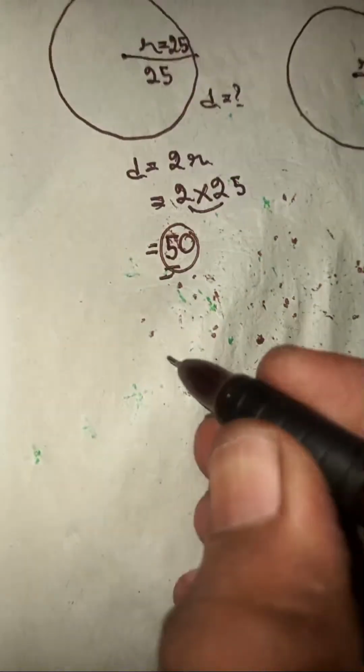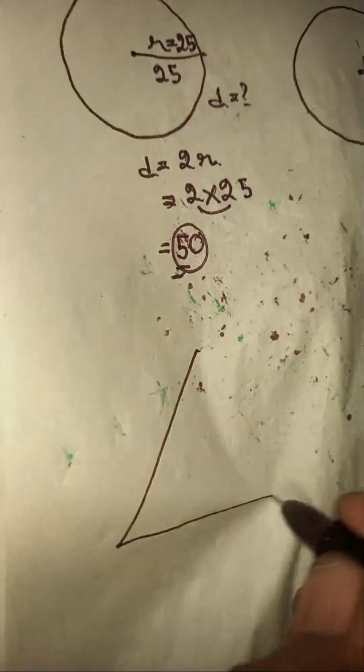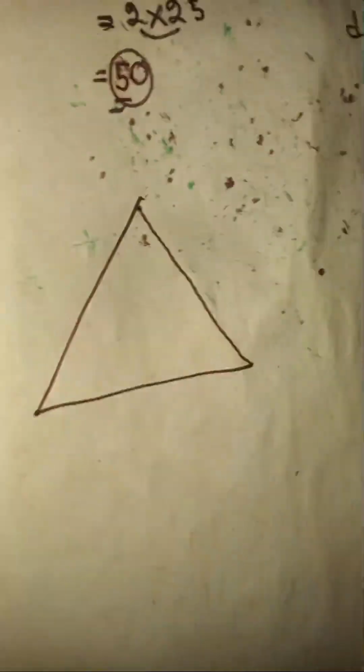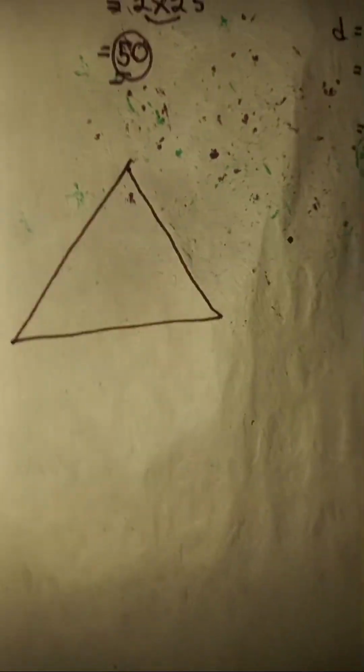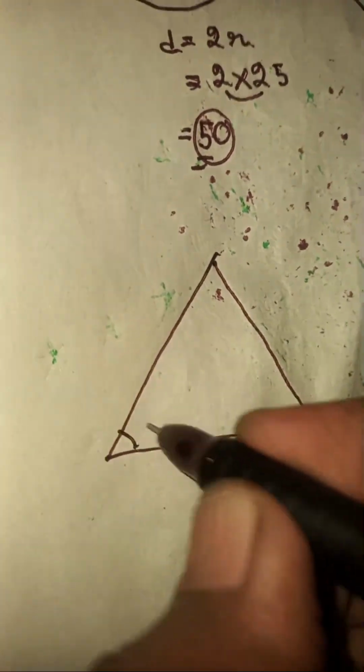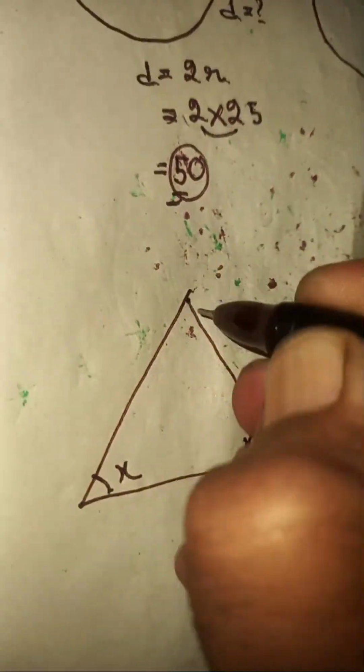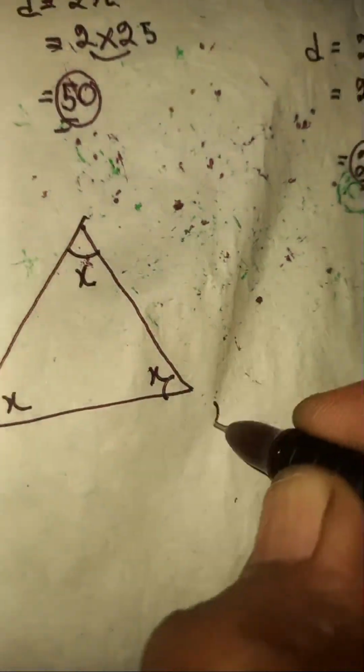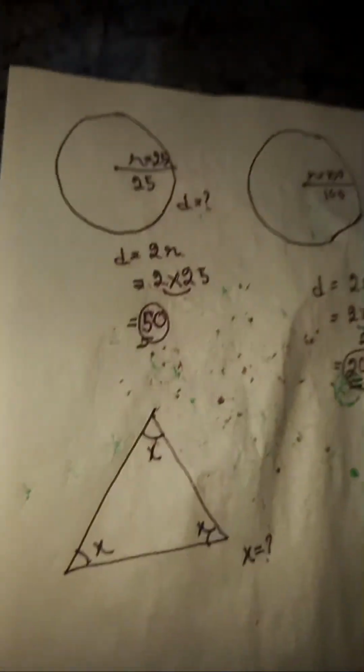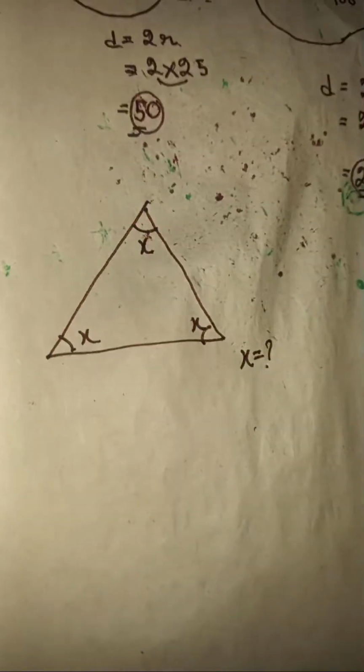Let's start a new problem. Here I start to tell by finding out x. Here if you take a triangle and they have given all three angles to be x, this angle also x, this angle also x, and this angle also x, you need to find what's the value of x. You can find it out easily.